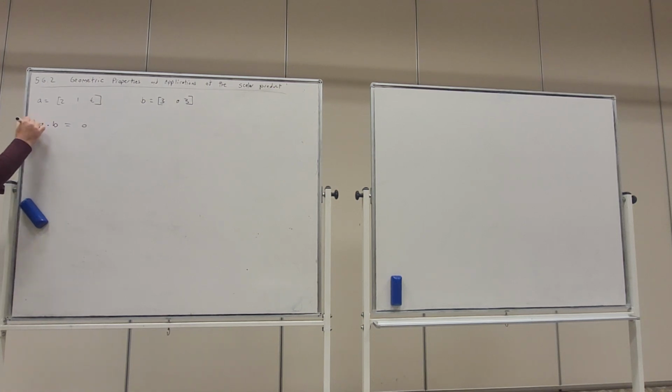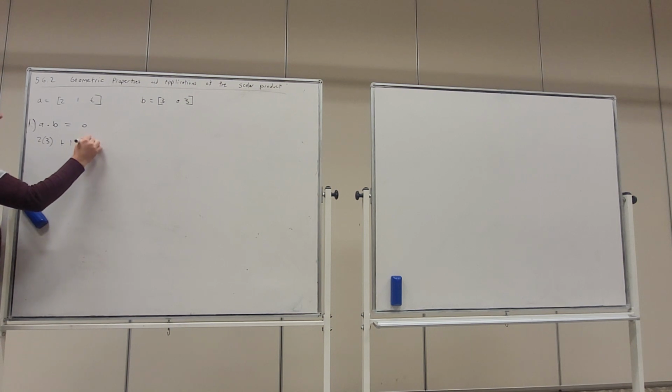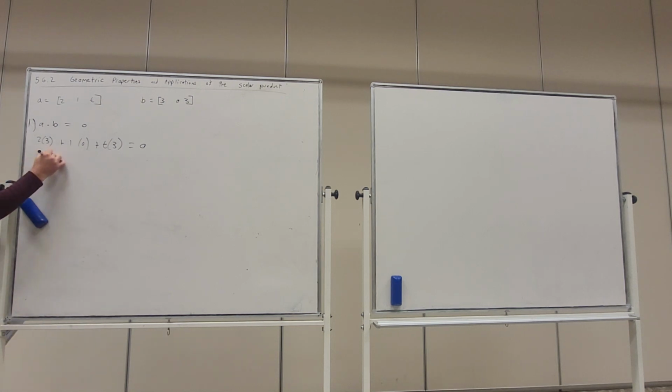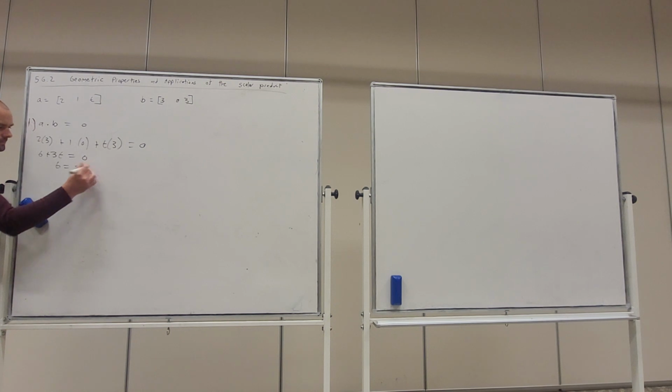Okay, so this is question 1. So when I perform the dot product of these two vectors, it's going to equal 0. So I have 2 times 3, I'll run it out, plus 1 times 0, plus t times 3, that's going to equal 0. So we're left with 6 plus 3t is 0, gives us t is minus 2.